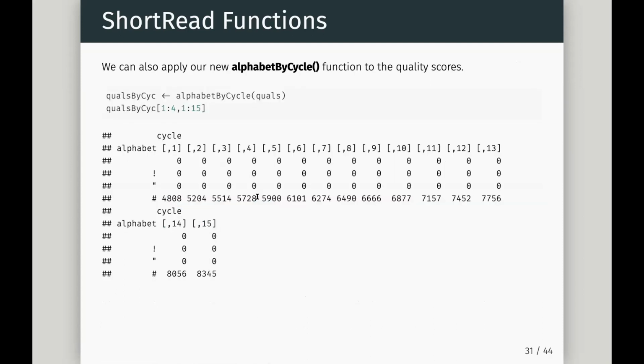We can also apply this to our qualities. Although these qualities are still encoded in this weird alphabet, we can get an idea about how the qualities maybe change over time as well.